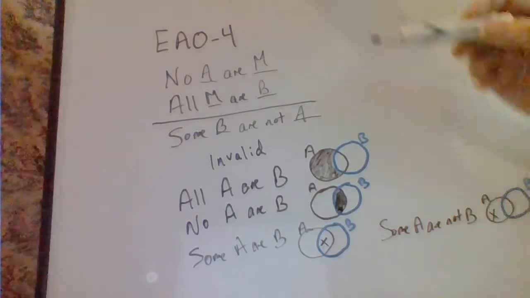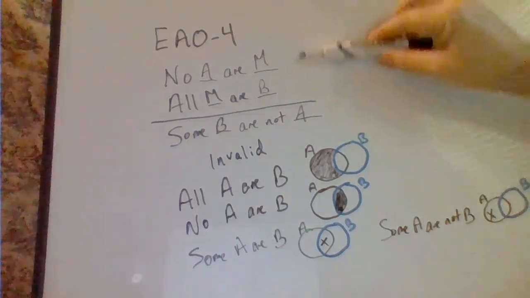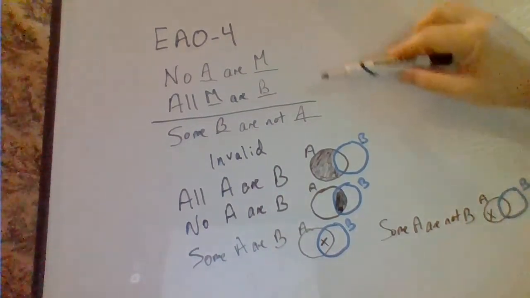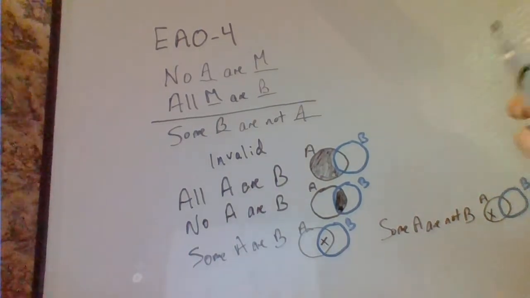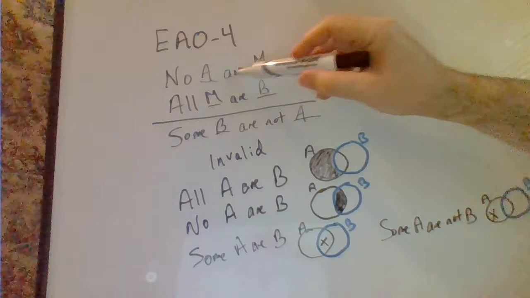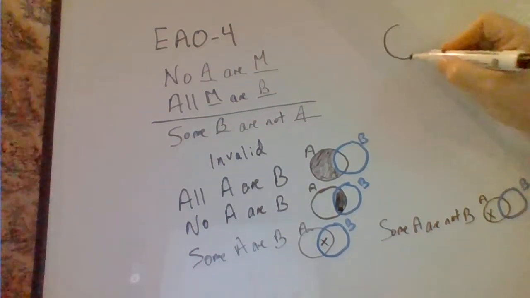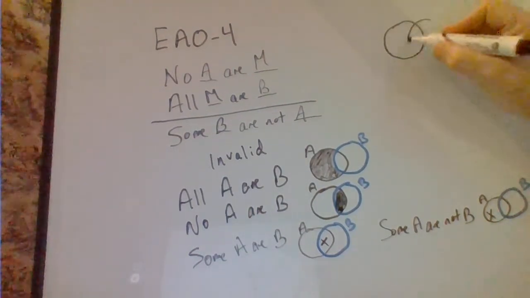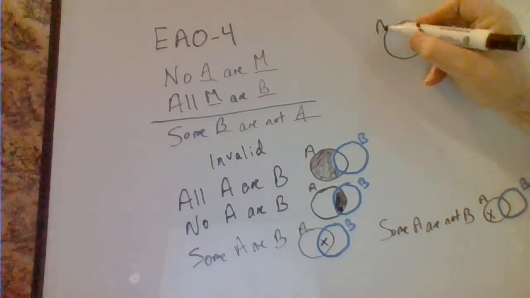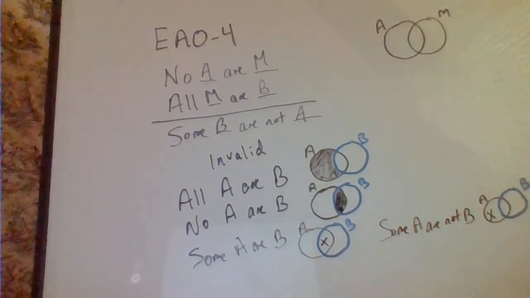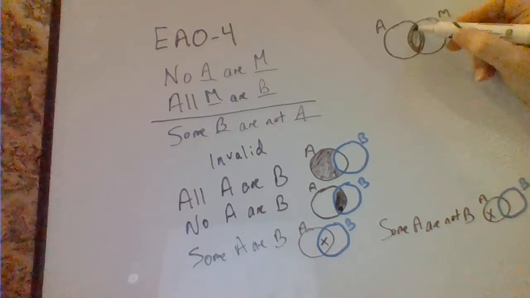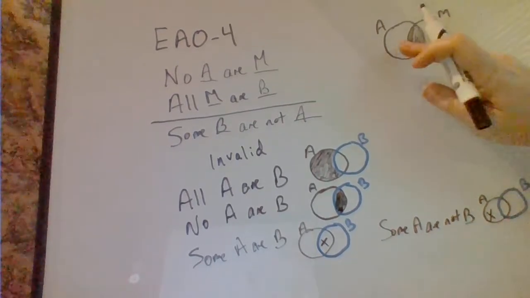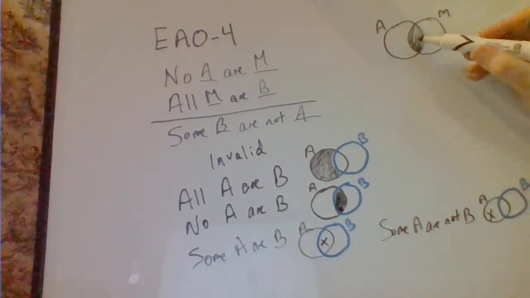Now, when you're dealing with an argument, as opposed to a sentence, you have three terms rather than two. So here's what you've got to do. No A are M. So we're going to diagram that first premise. This circle represents the A, this circle represents the M. Not a single A is an M, so we're going to fill in that section where they overlap so that nothing can exist there. There's just A's, there's just M's, but there's no A's that are M's.